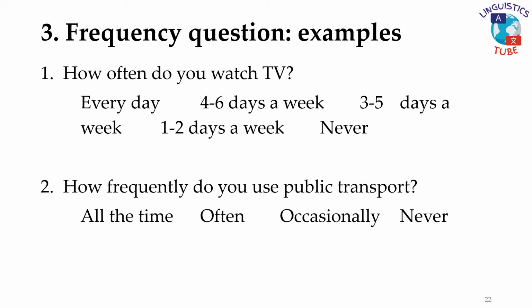The options in the first example are more specific, as they contain time ranges such as 4 to 6 days a week. In the second example, the options are more general. This is because people arguably watch TV more than they use public transport, so the options in the first example can afford to be more specific. Now, please pause the video and create a frequency question for the topic about university canteens.